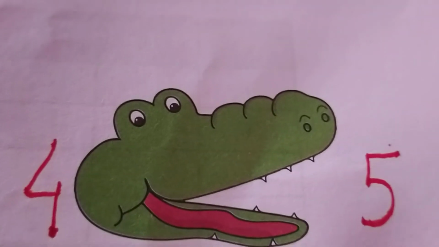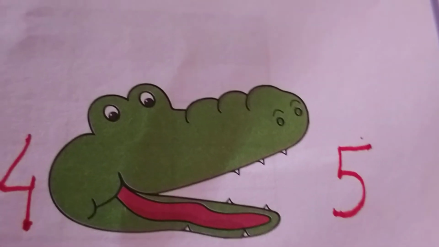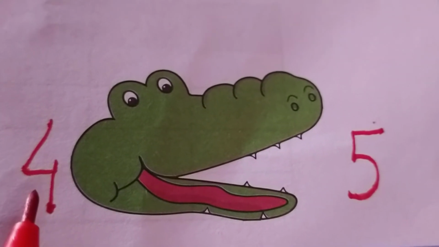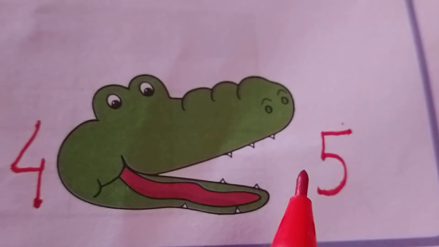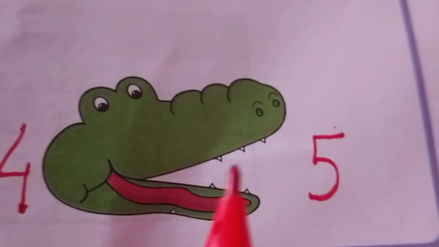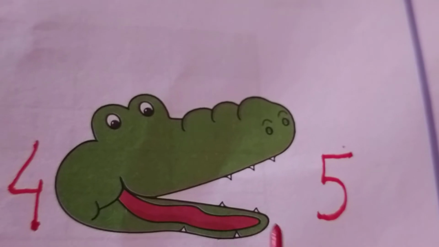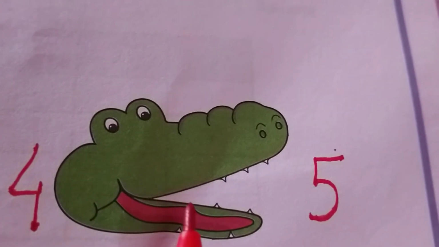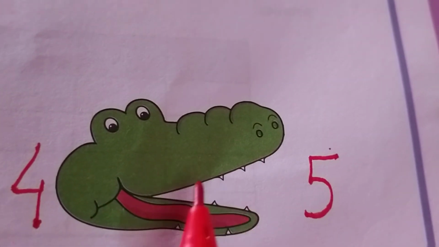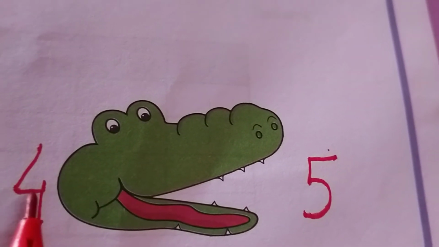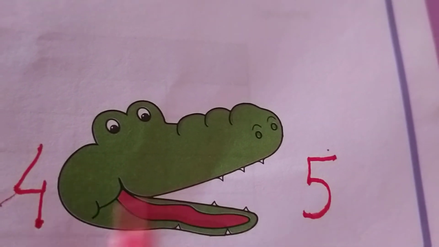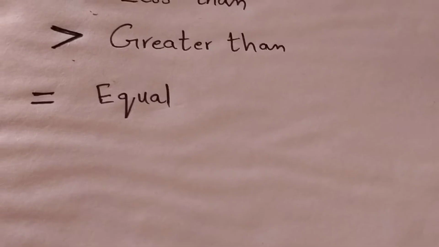It opens its face when 5 comes. We ignore 4. 4 is less than 5. The crocodile wants to eat 5 because it is bigger. The open side of the face points toward the greater value. The back side points that it is the less than. 4 is less than 5.